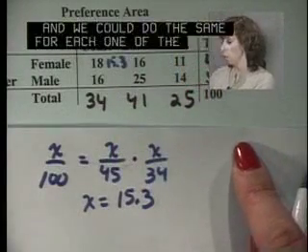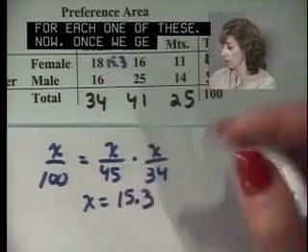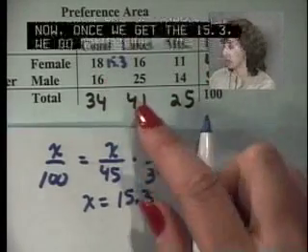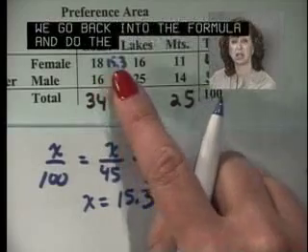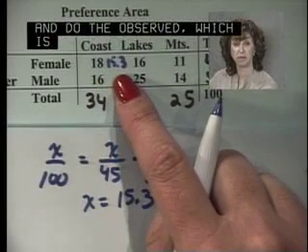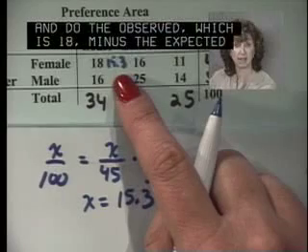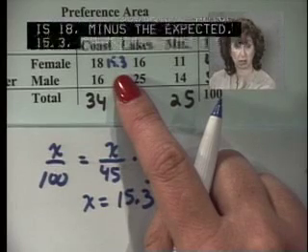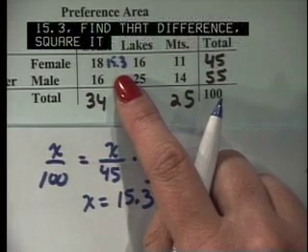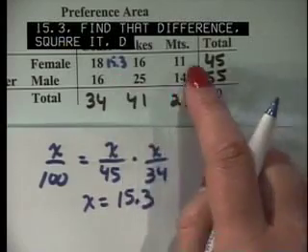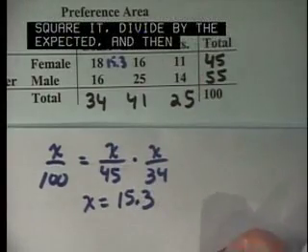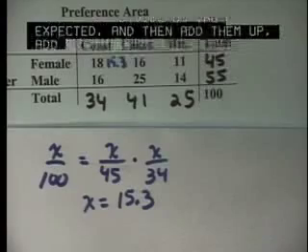Now, once we get the 15.3, we go back into the formula and do the observed, which is 18, minus the expected, 15.3. Find that difference, square it, divide by the expected, and then add them all up. Add up all 6 of them. All right, let's do this on the calculator. I'm not even going to do it by hand.